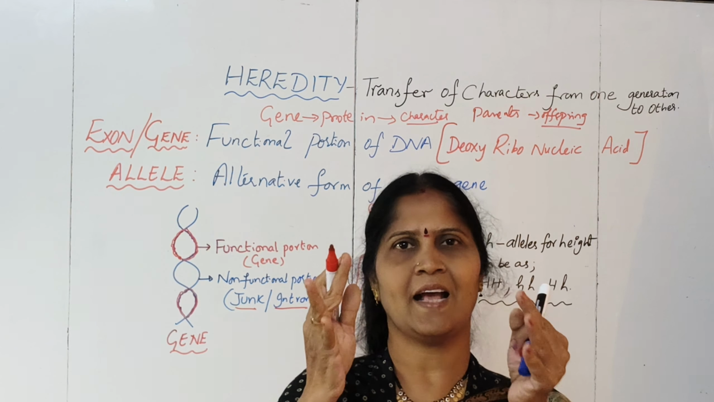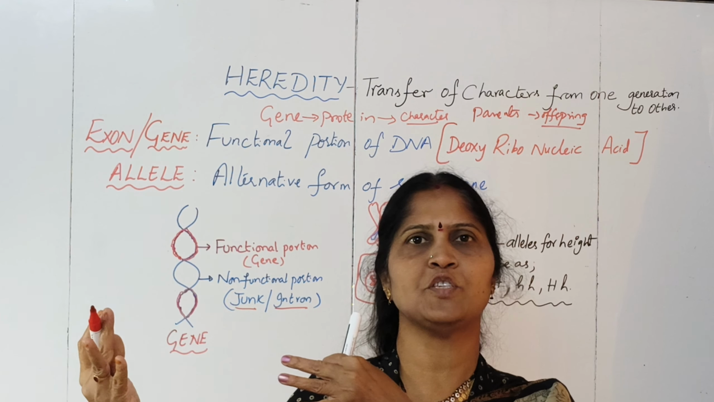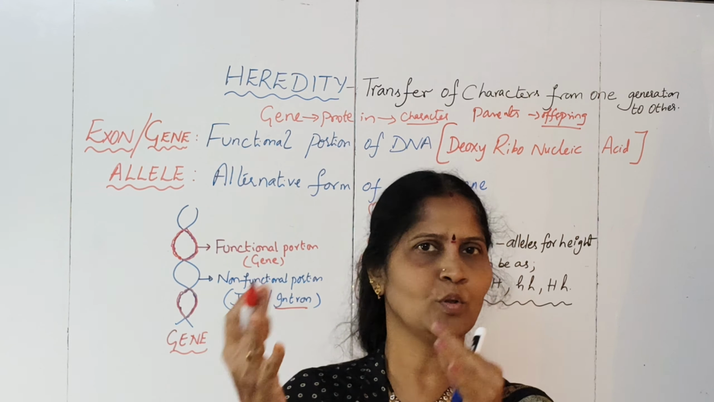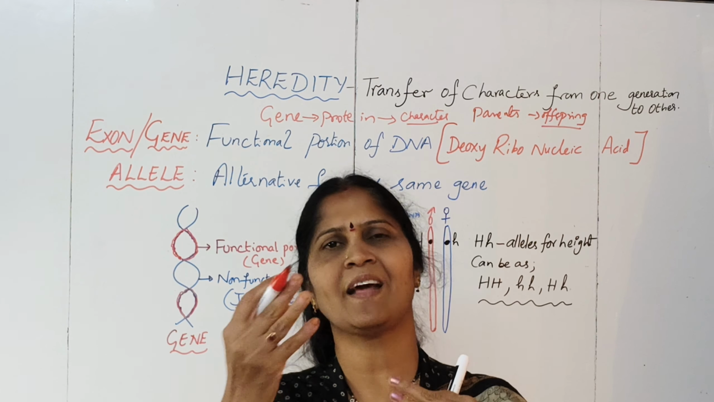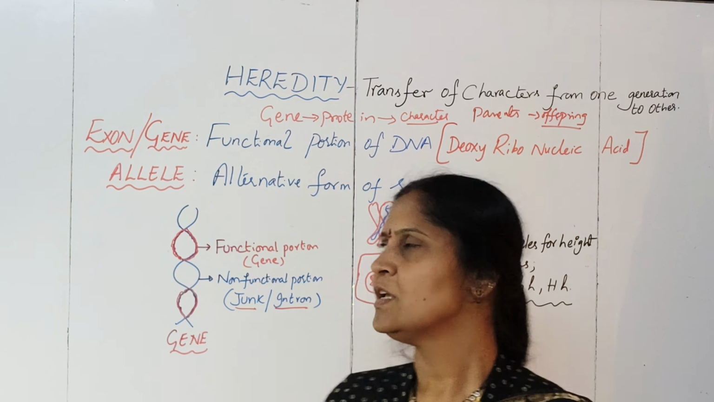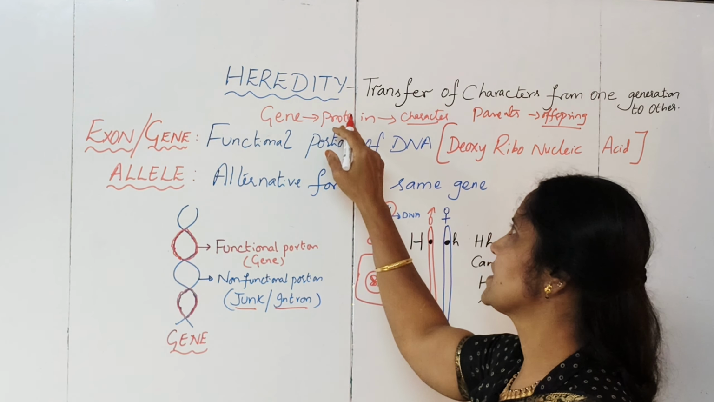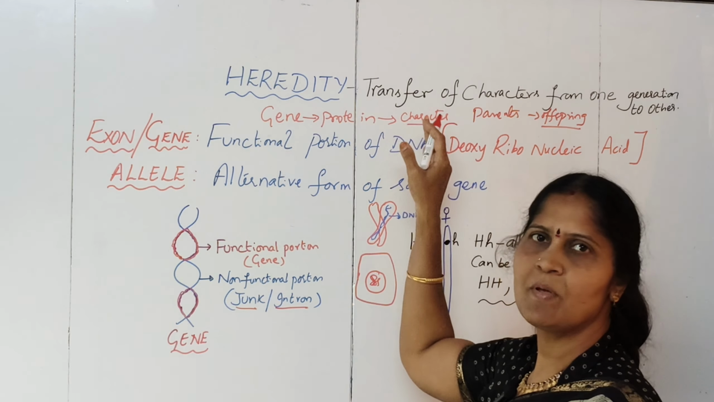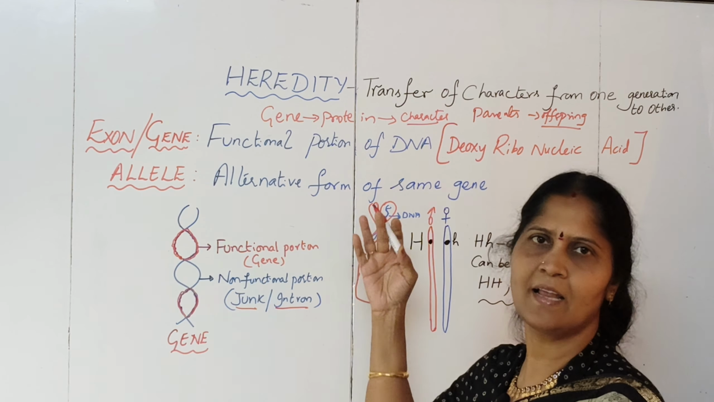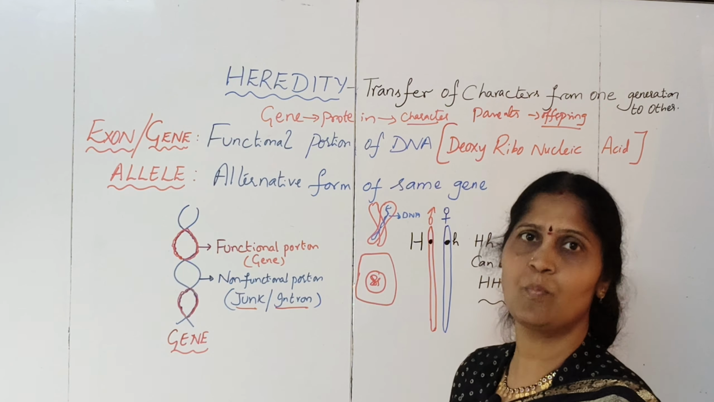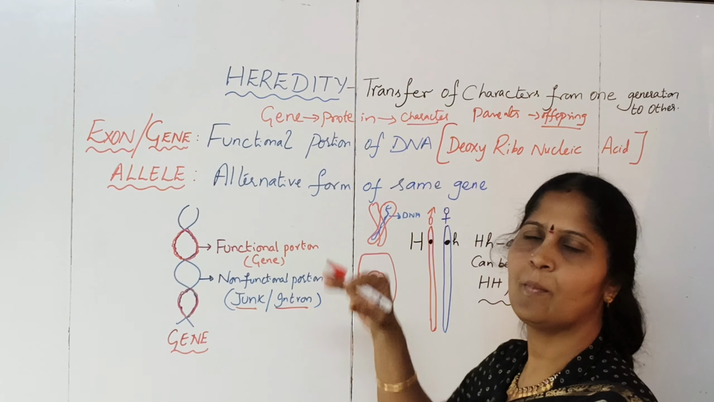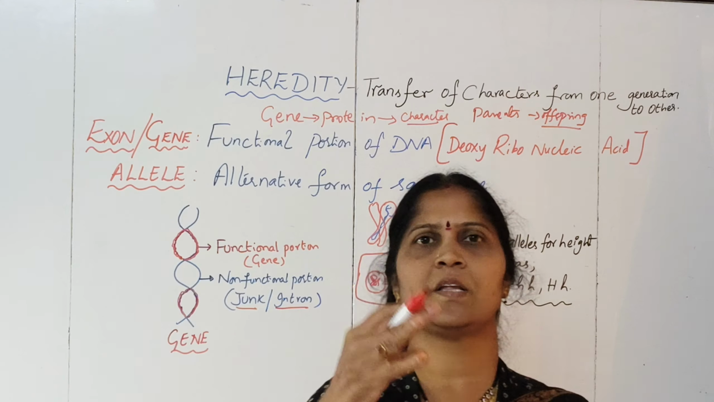So your character is getting formed because of the gene through the protein. That protein is responsible for exhibiting the character in the individual. This is how a gene transcribes and translates to a protein, and it will be responsible for a particular character. So this is all about the gene. Hope you understood what is gene.